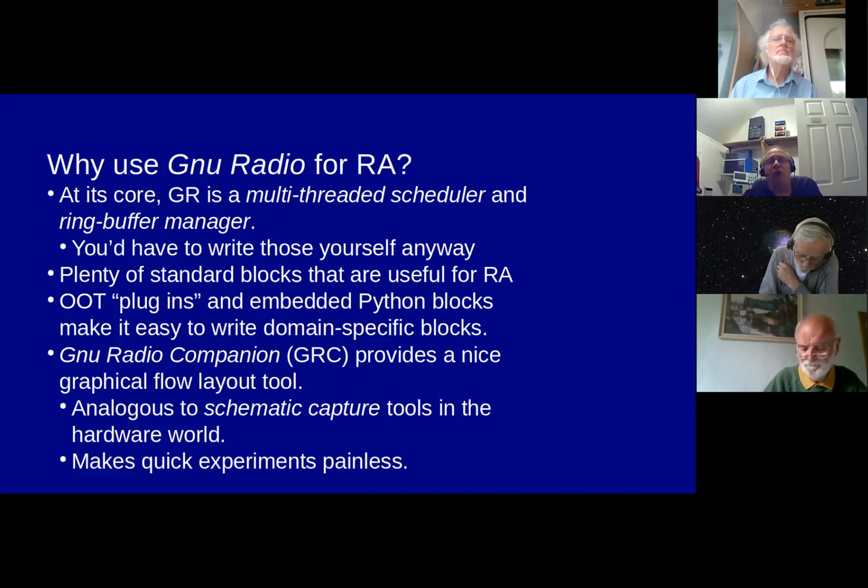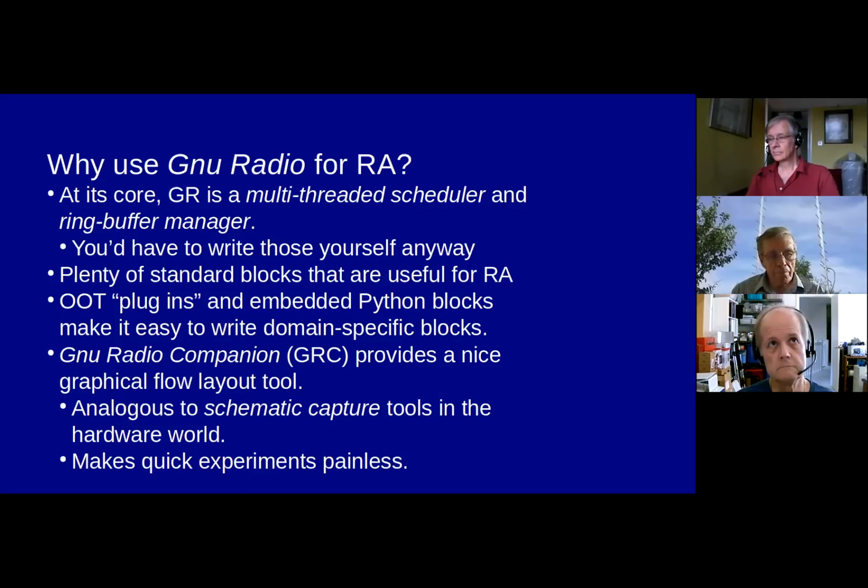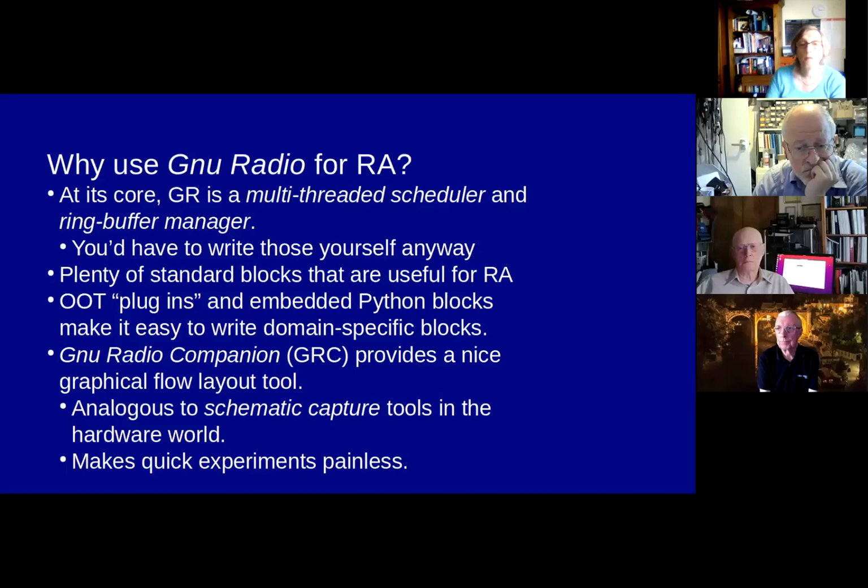Just those two things, the fact that it's a ring buffer manager and a multi-threaded scheduler, is already a huge thing. Because if you're writing particularly high bandwidth radio astronomy applications, you're going to need those things anyway. If you decide, oh, I don't want any of this, I'm going to write it all myself, and you're going to do high performance, high functionality radio astronomy applications, you're likely going to have to do some version of this anyway. So it's already there.